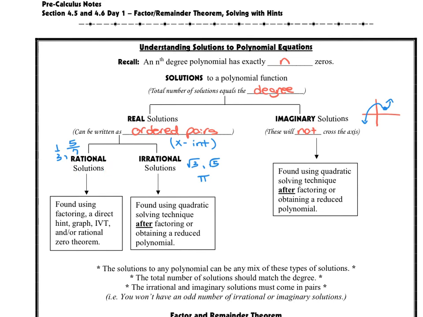The rational solutions are going to be found using factoring. Maybe I'll give you a hint. A graph would be a good hint. Intermediate value theorem we'll study later. These are all ways to find rational numbers. The irrational numbers are found using our quadratic solving techniques. Just like we did with our imaginary solutions, we'll find those in the same way.